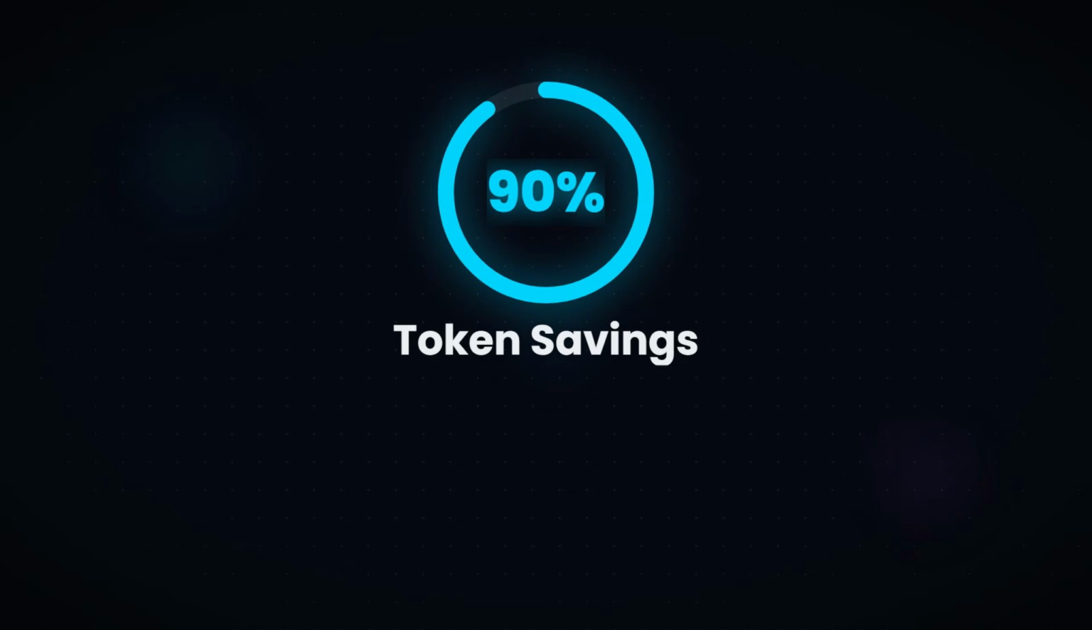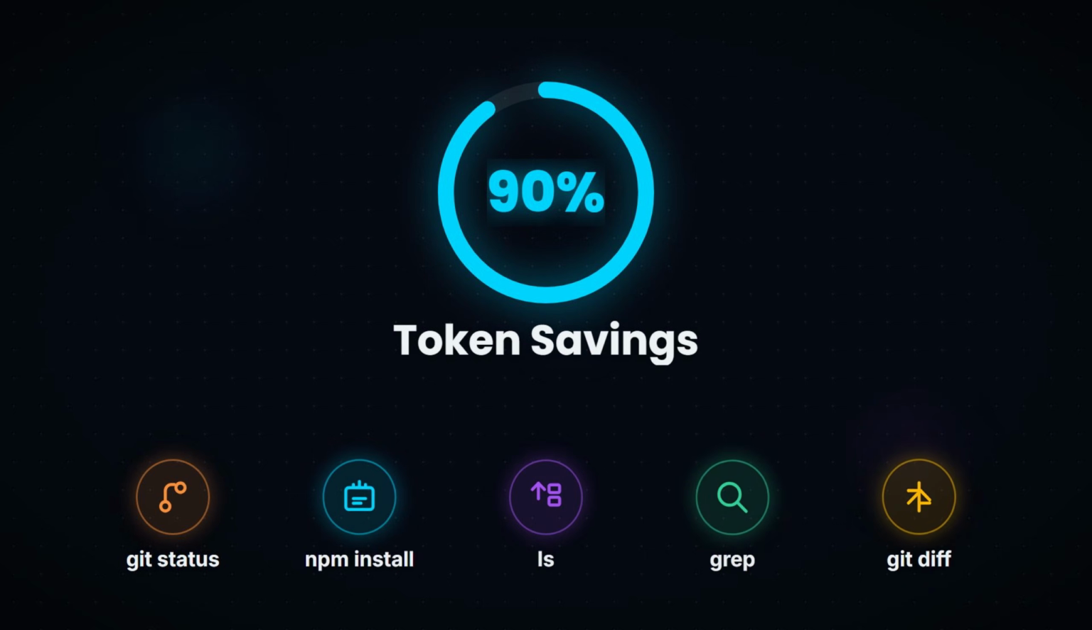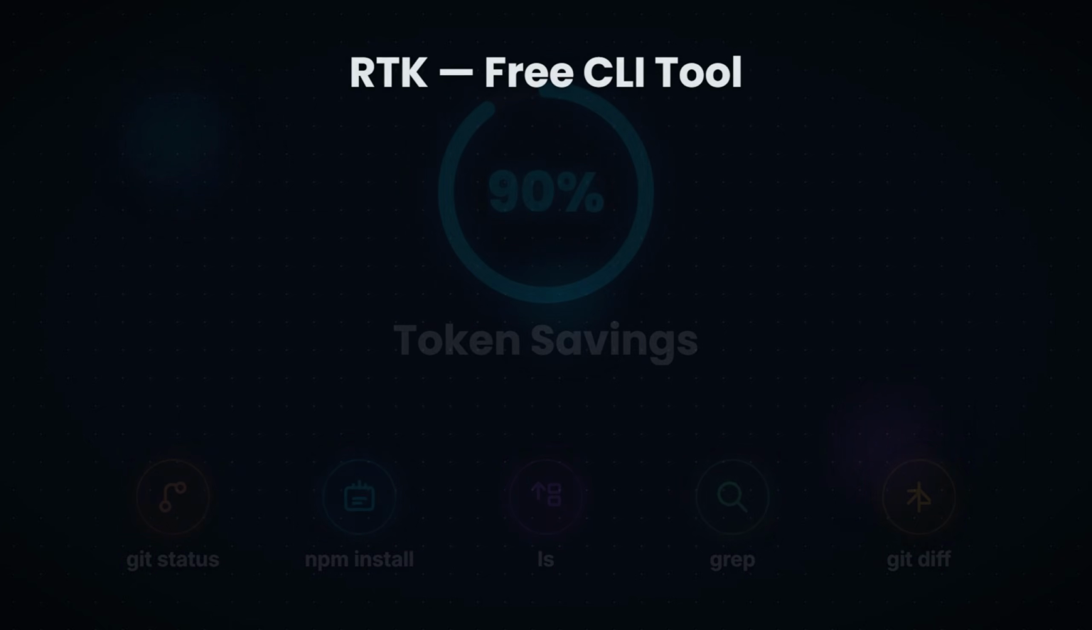This new open source tool is saving me up to 90% of tokens when I run shell commands through Claude Code. Things like git status, npm install, ls, grep, git diff. In the next 5 minutes, I'll show you how to set it up and start saving tokens.